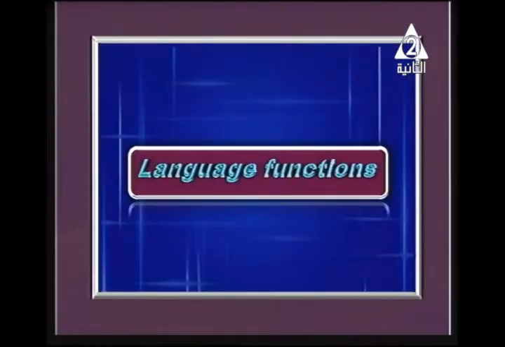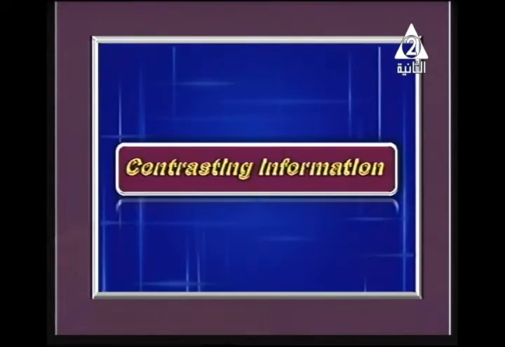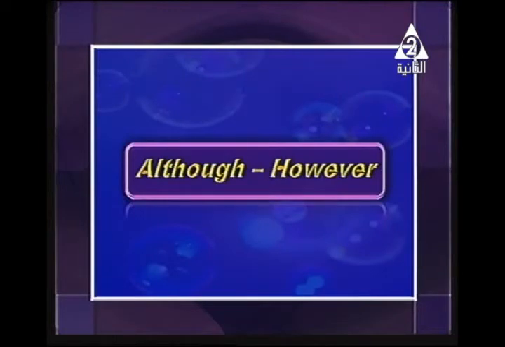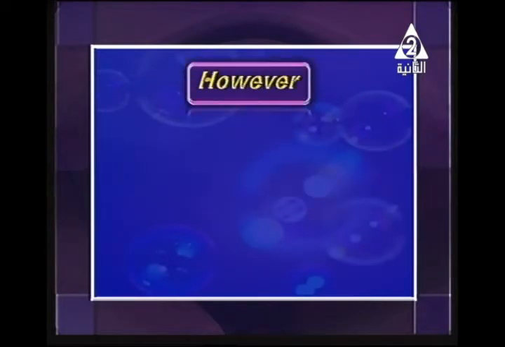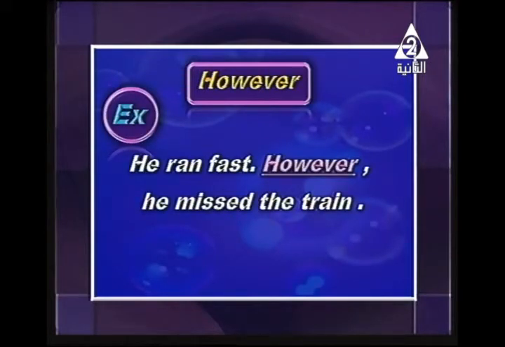تعالوا نستعرض مع بعض تفاصيل language functions. Let's start. Language functions. Contrasting information. Although, however. However. Example. He ran fast. However, he missed the train. هنا في contrast. ليه؟ برغم ان هو جملة فيها تناقض. he ran fast. However, he missed the train. مع كده برضو هو ملحقش الترين. However. لاحظ ان however جت في منتصف السنتنس.